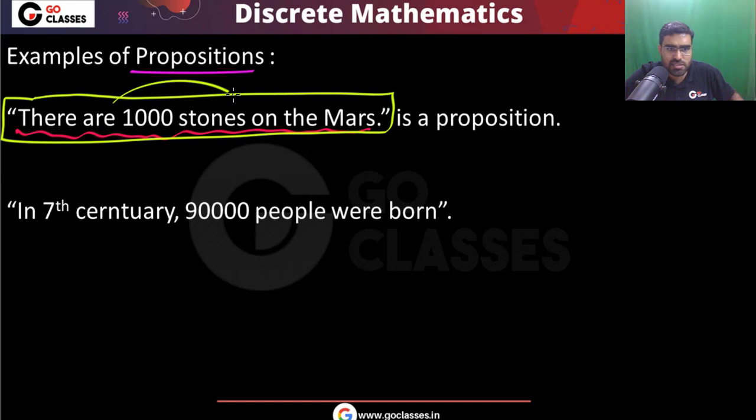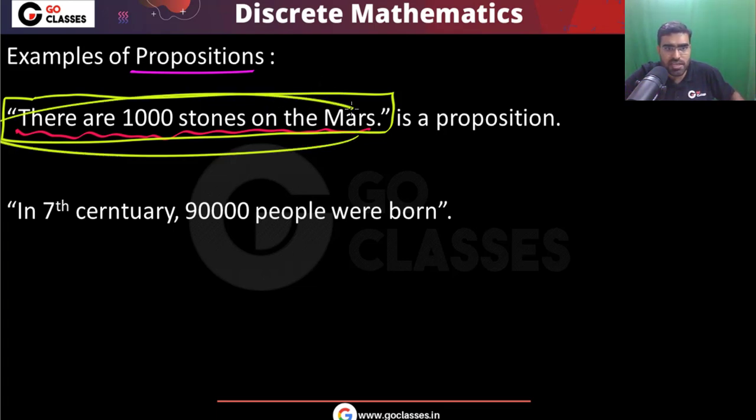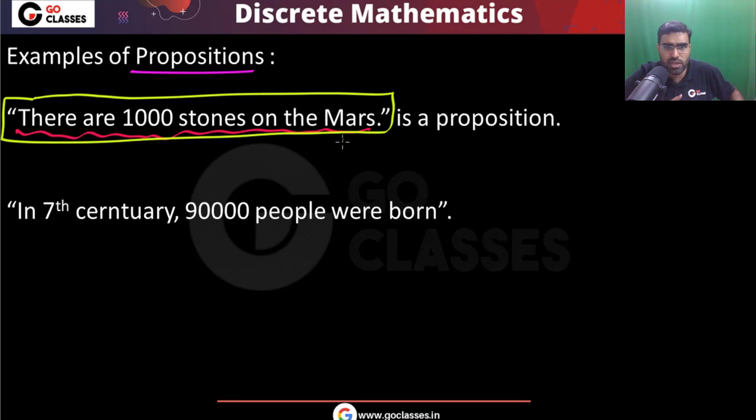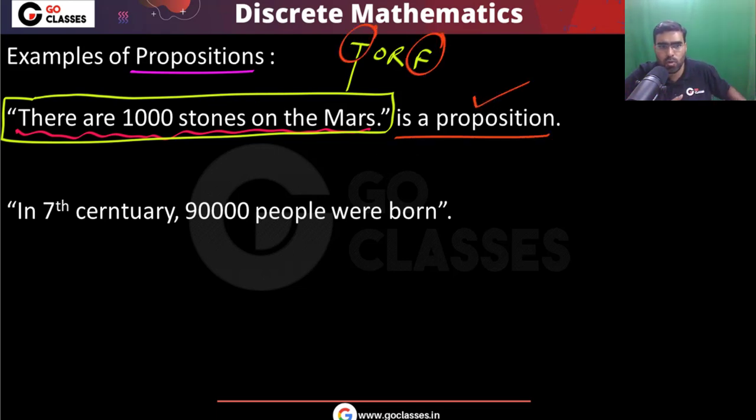If Mars has 1,000 stones, then it will be true. And if Mars does not have 1,000 stones, then it will be false. Very simply, this sentence is either true or false. If it is true, then it cannot be false. If it is false, then it cannot be true. We know that it is one of them, either true or false. So that is the reason this is a proposition.